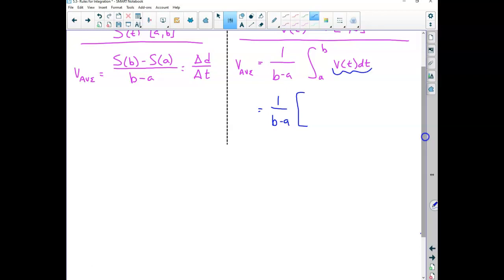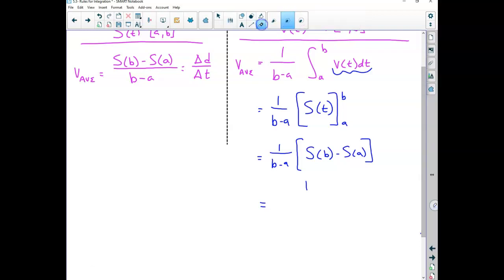Well, we know the connection between position, velocity, and acceleration. If I take the derivative of position, I get velocity. So if I take the antiderivative of velocity, I get my position curve, and I can evaluate that from a to b, which is going to give me what? My 1 over b minus a, and when I use the fundamental theorem of calculus, I'm going to get s of b minus s of a. And if I look at this, if I'm multiplying a fraction times that s of b minus s of a, what do I get? I get 1. I don't get 1, come on.